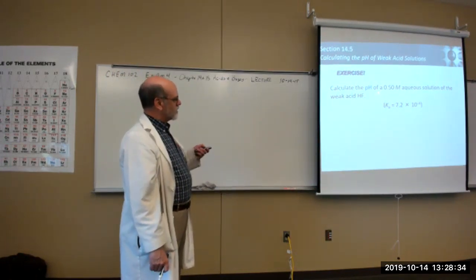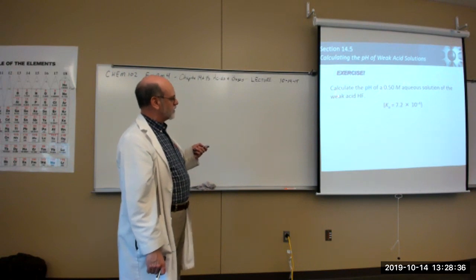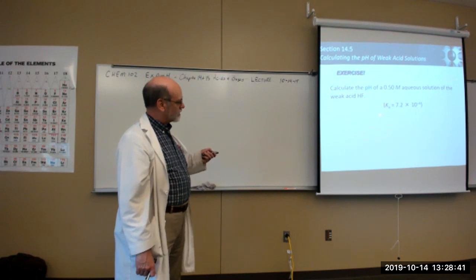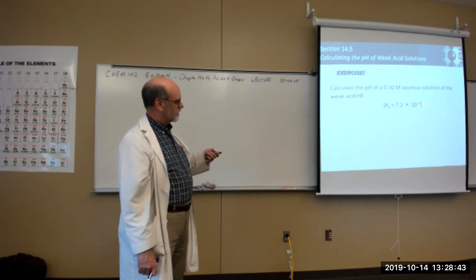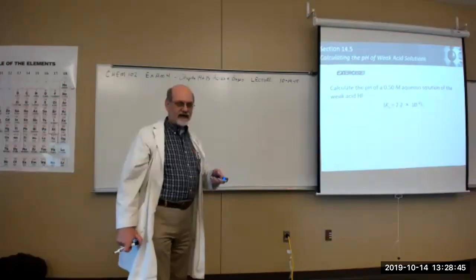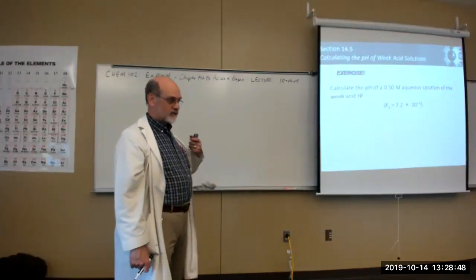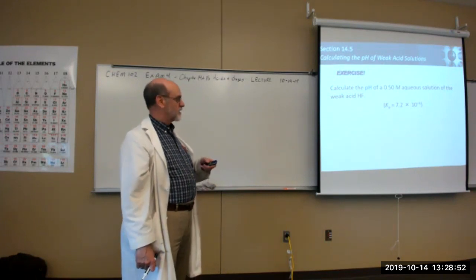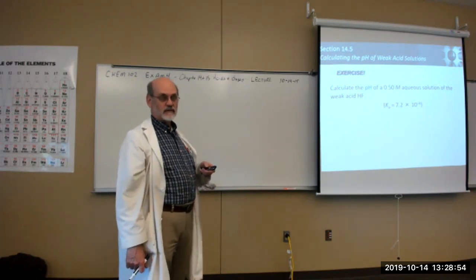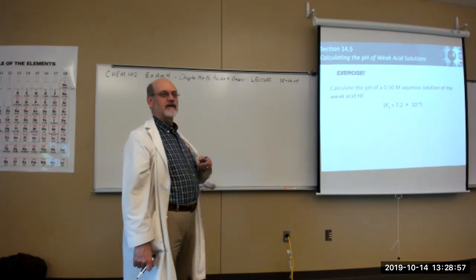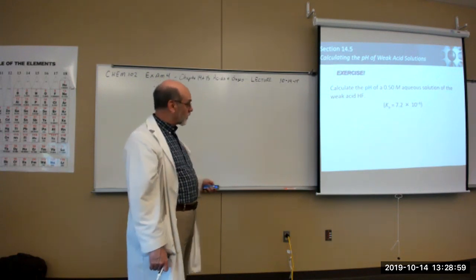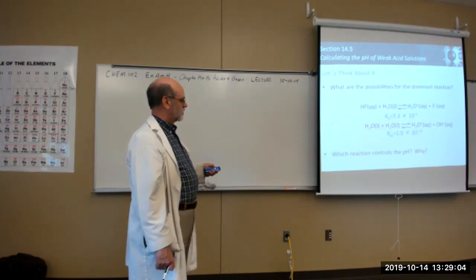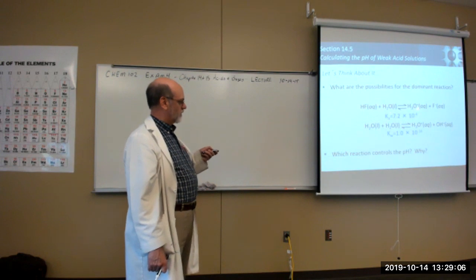So let's say we have a 0.5 molar aqueous solution of hydrofluoric acid, which is a weak acid. And its Ka is this, right? So we know right off the bat that that one's going to produce protons or hydronium ions 10 orders of magnitude more effectively than water is. So the controlling reaction is going to be this one, not that one.